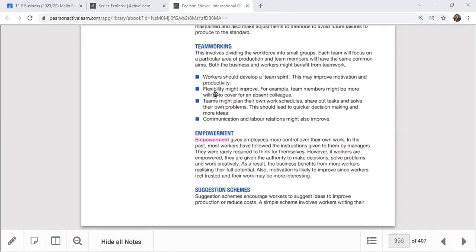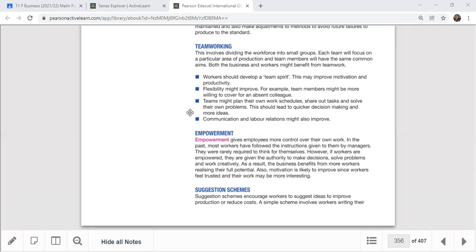Right? Flexibility might improve. For example, team members might be more willing to cover an absent colleague. So it's always happening with teamwork. You can cover for someone, and teams might plan their own work schedules, share out tasks, and solve their own problems. And this should lead to quicker decision making and more ideas. That's why. Because of the quicker decision making, right? Because the team can solve their own problems, right?